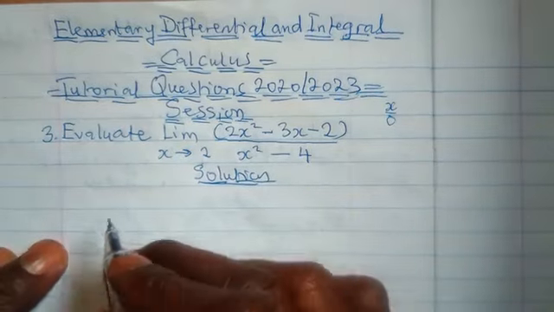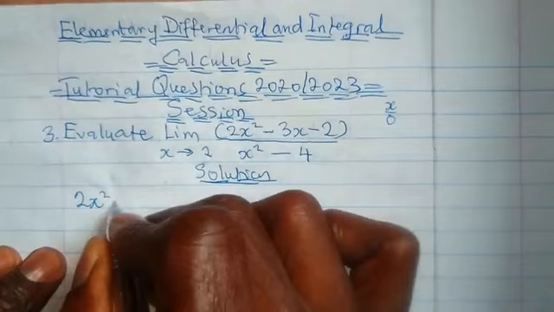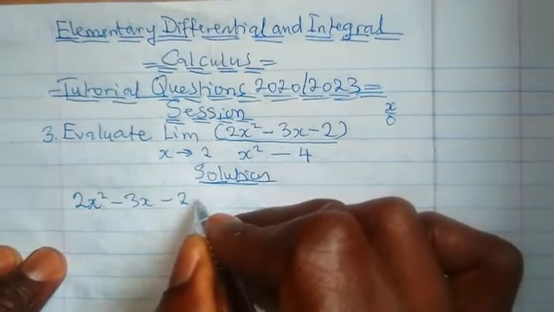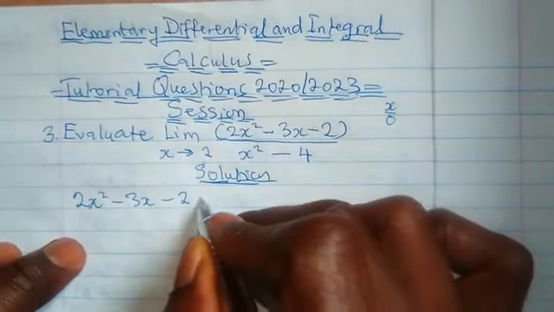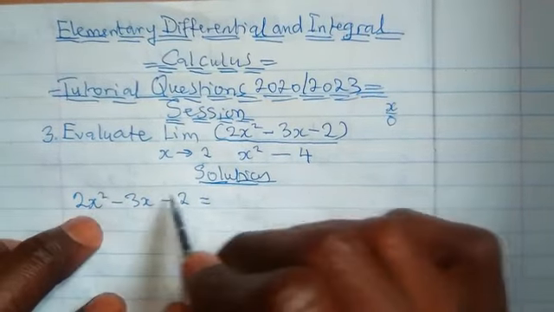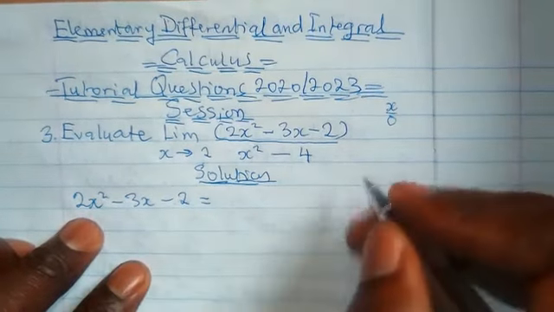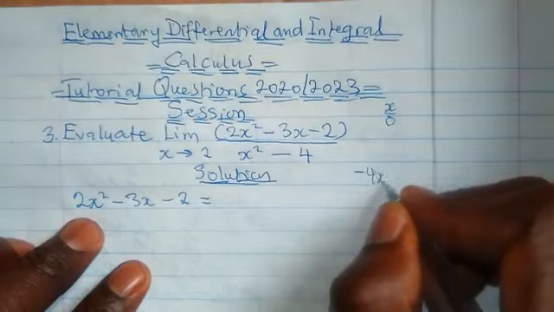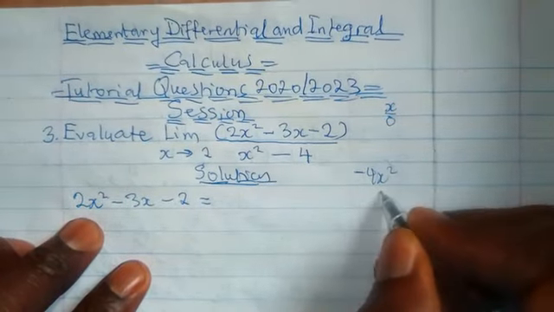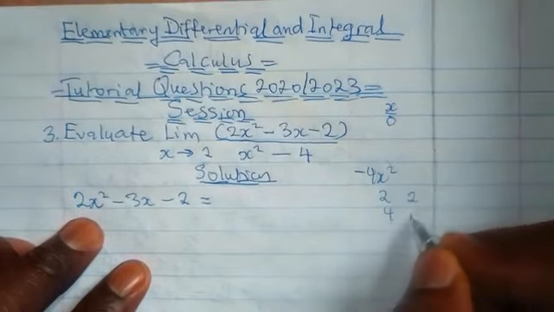In the top equation, we have 2x squared minus 3x minus 2. We are going to factorize this equation. How do we factorize it? We take our 2x squared and multiply it by minus 2. So 2x squared times minus 2 will give us minus 4x squared. What are the factors of minus 4x squared? We have 2 and 2, 4 and 1.